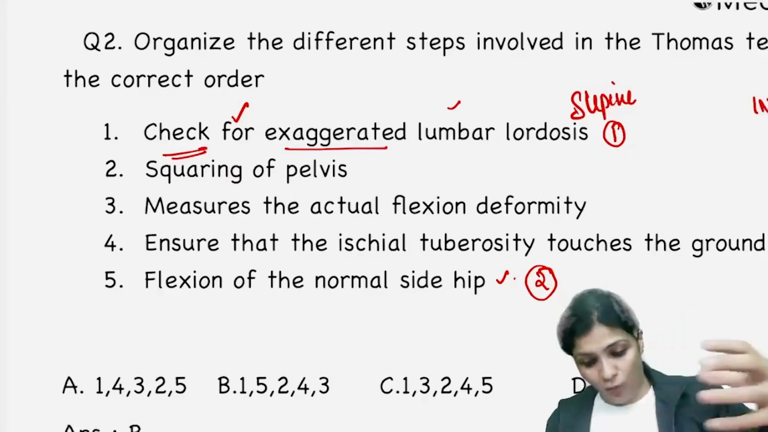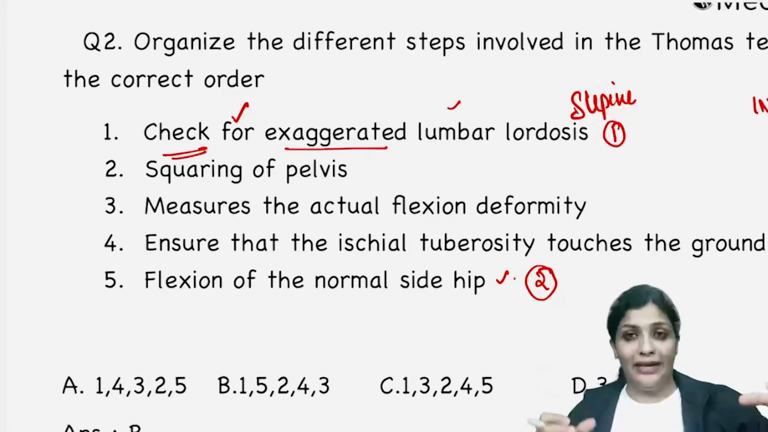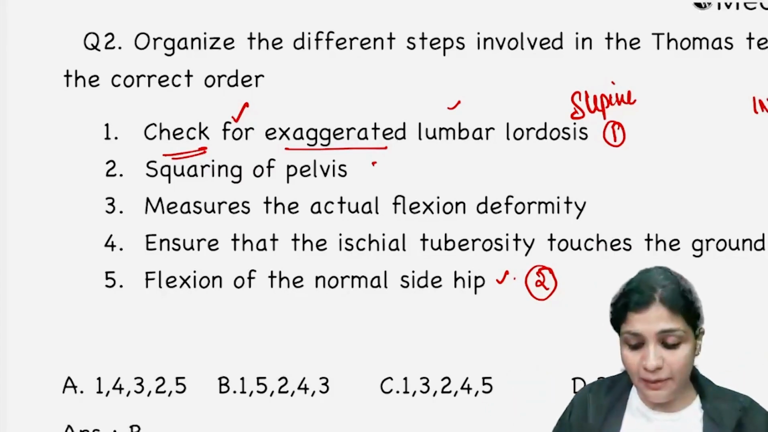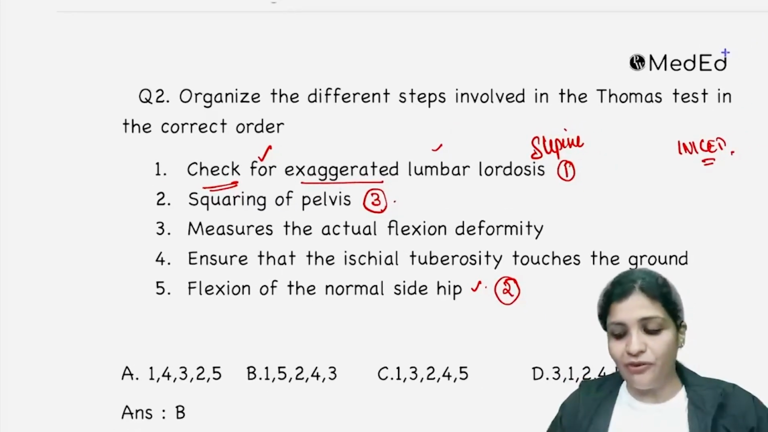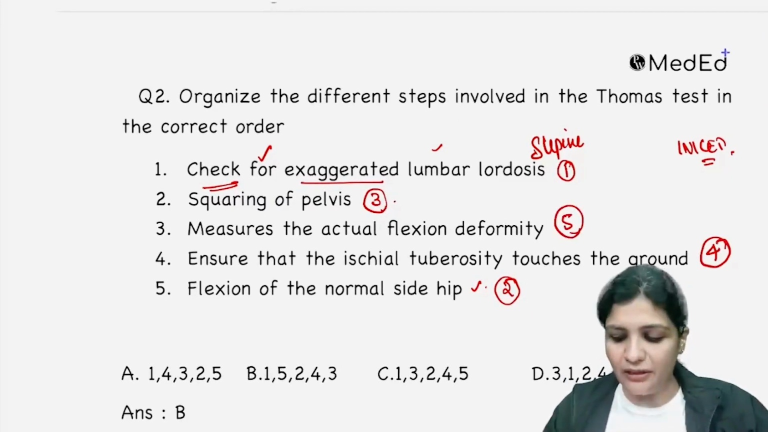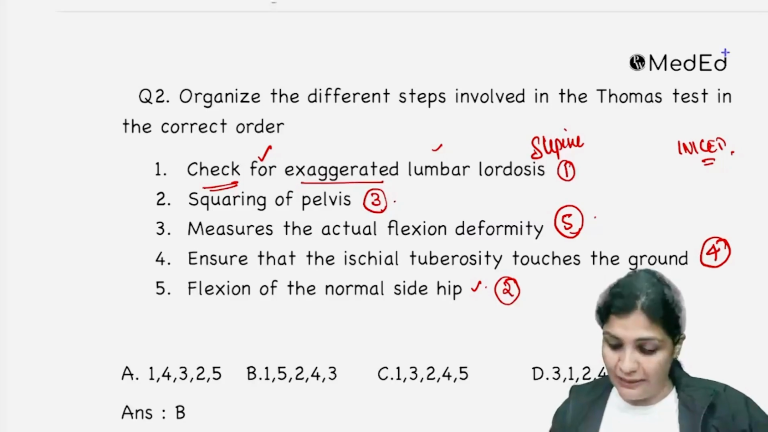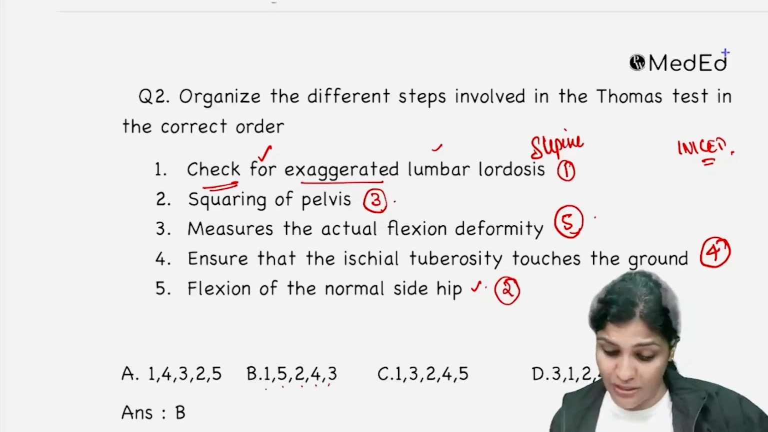And this is the second one. Once you flex the normal hip, you have to always check for the pelvis. The pelvis tries to rotate, and this rotation of the pelvis is corrected by what is called squaring of the pelvis. Once you do this, you have to ensure that the ischial tuberosity is touching the couch. And then finally, you will measure the fixed flexion deformity. So the answer is 1, 5, 2, 4 and 3. First you go for the exaggerated lumbar lordosis, then you go for flexion of the normal side of the hip.